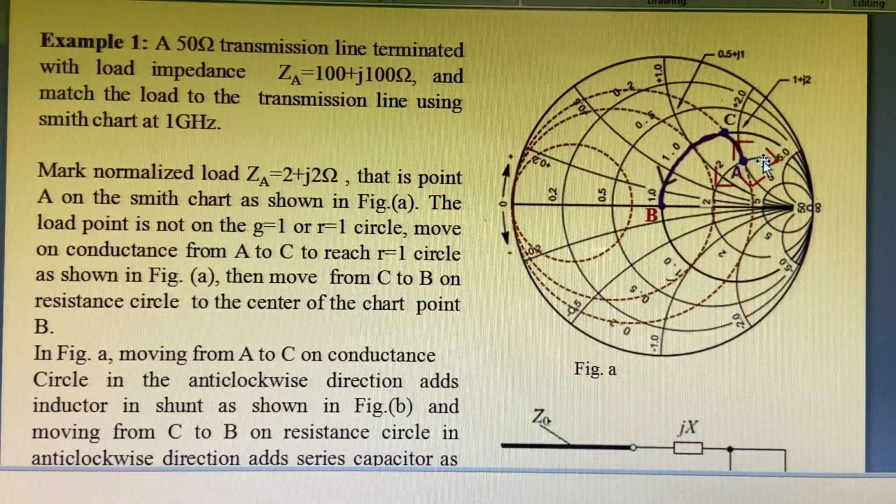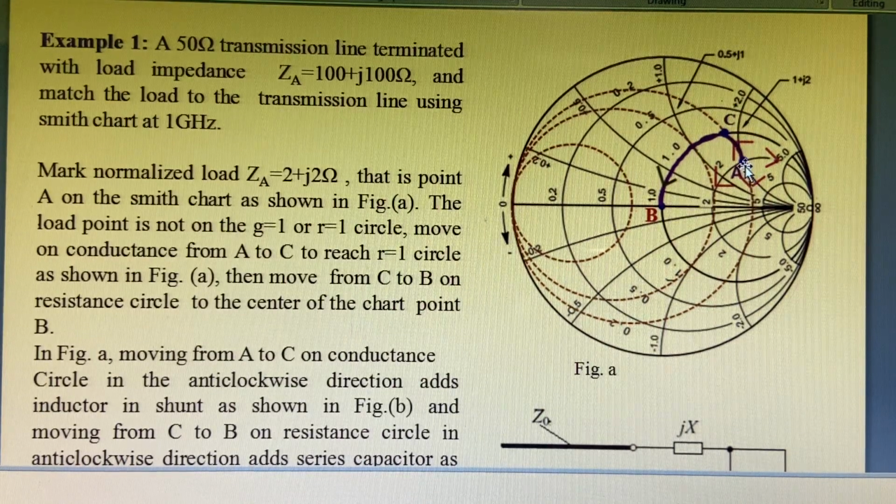You can move over the resistance circle also. See, this is a resistance circle passing through the point A. But if you move either in the clockwise direction or in the anti-clockwise direction on the resistance circle, we may not reach the R equal to 1 circle. This is the R equal to 1 circle, and we do not reach it.